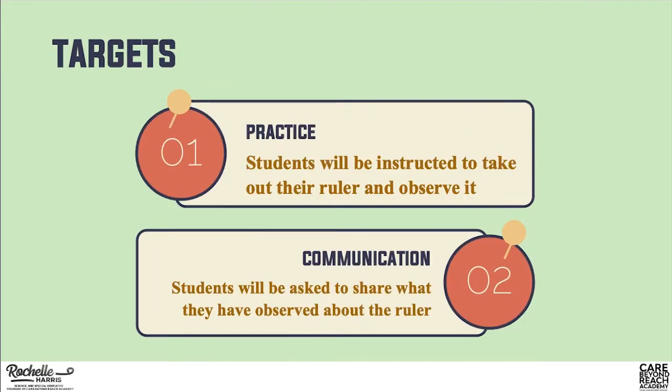Having done that, now you give them the opportunity to practice. In practicing, you can instruct them now to take out their ruler and observe it. What is it that you see on this ruler? What can you tell me about this ruler? And then in doing that, you allow them to communicate, a part of the 4 C's that we need to establish in the classroom. You ask them to share what they have observed about the ruler.